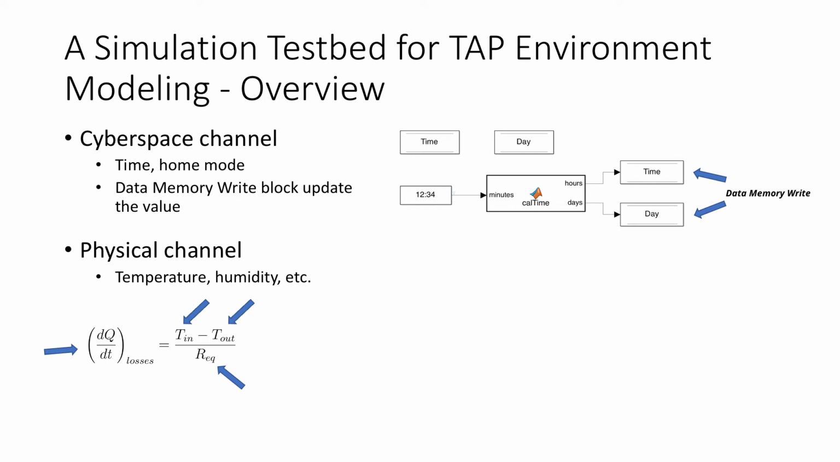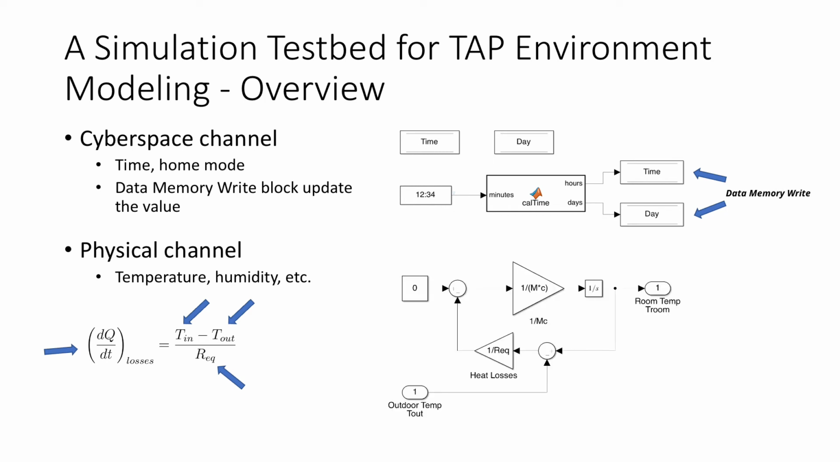This is the equation of the heat loss. At the left of the equation is the heat loss from indoor to outdoor. T in is the indoor temperature, T out is the outdoor temperature. Req is the equivalent thermal resistance of the house. And this is a subsystem of the heat loss.